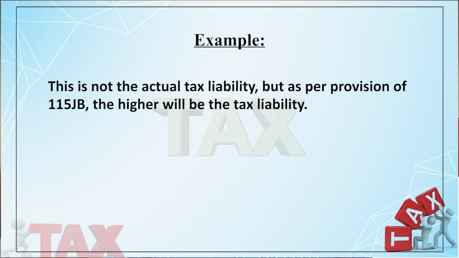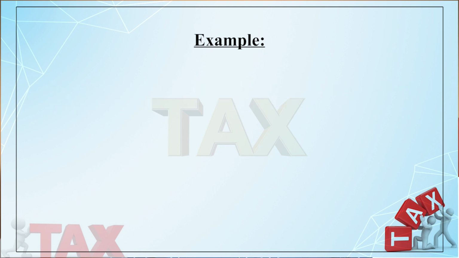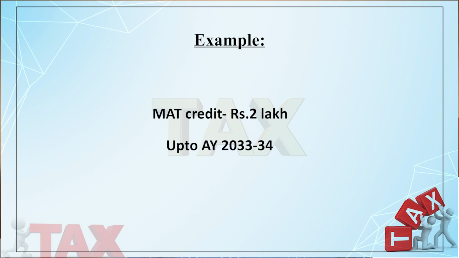But the company is paying higher tax, higher than that of the normal tax liability. How much is it paying? It is 15 lakhs, but normal tax becomes rupees 13 lakhs. So the company is paying 2 lakhs more than the normal tax liability. Here, the company is entitled to a tax credit under section 115 JAA. What would be the tax credit? Rupees 2 lakhs. And this rupees 2 lakhs, that is the MAT credit, will be carried forward up to 15th assessment year, that is 2033-34.